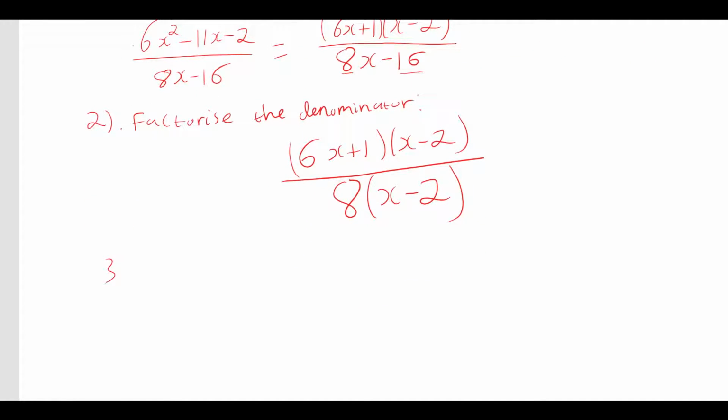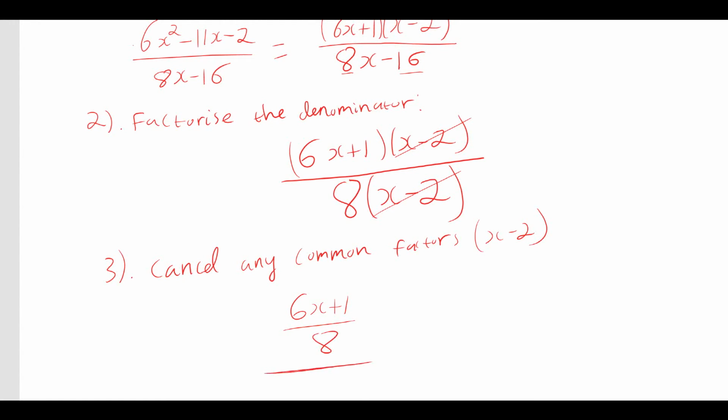My last step is to cancel any common factors that exist on the numerator and denominator. Well, I can see the only factor which is common on numerator and denominator is x minus 2. So I can simply cancel those two brackets out, and I get 6x plus 1 over 8, which would be my final answer.